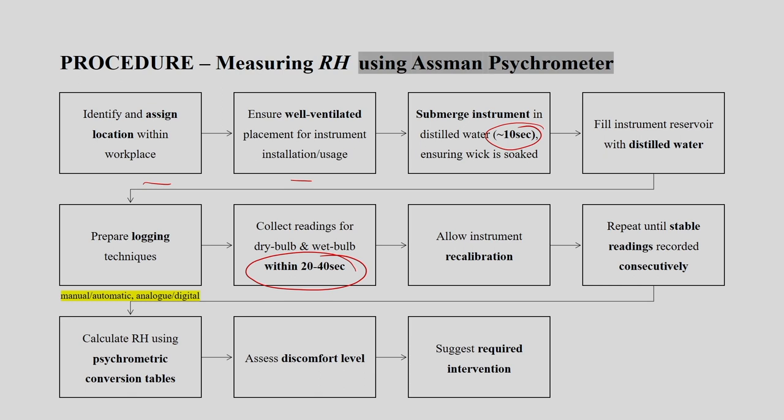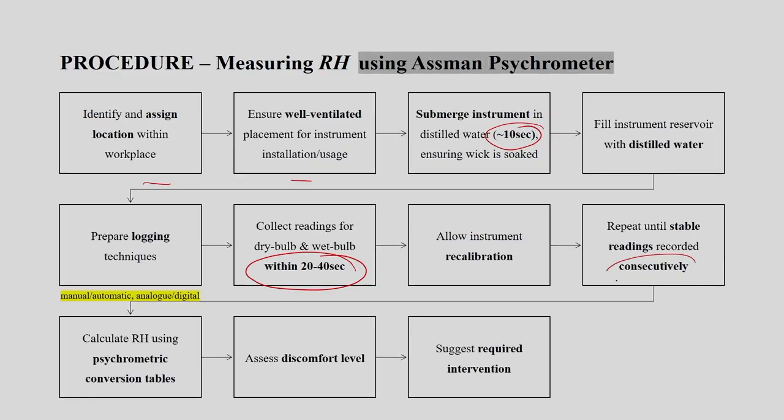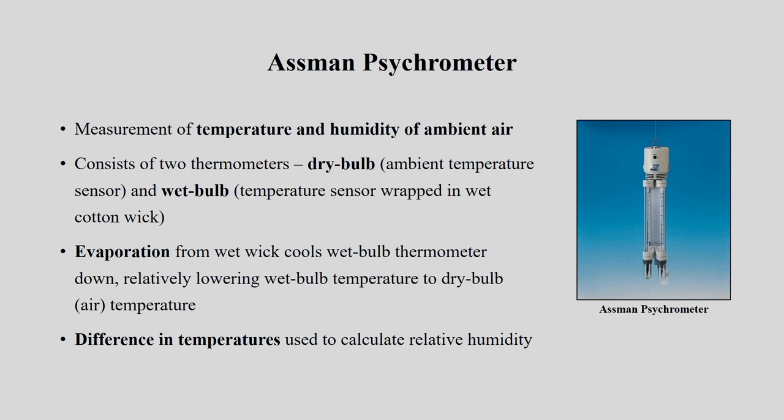I should say not the same, but stable, right? The consecutive readings need to be stable. Once that is done, there is a psychrometric chart or table. From that you do the conversion and calculate the relative humidity. Once you calculate the relative humidity, you assess the discomfort level and go for your suggestions or modifications, right? So this is how you are going to use this particular psychrometer. You can see how it looks; based on the brand that you are using, it can change.